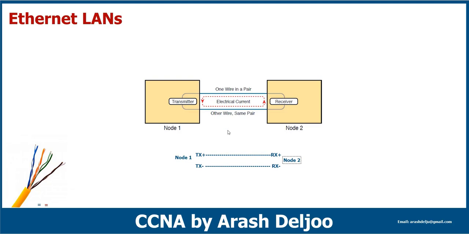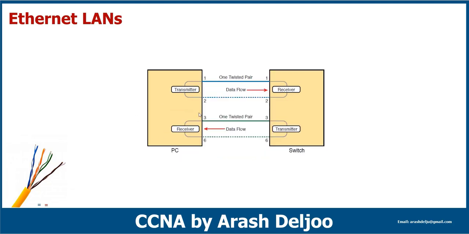Because of that, for sending traffic from node 1 to node 2, we need two pins for send in node 1 and two pins in node 2 for receiving the traffic. This is another example when we are connecting a PC to a switch. Look here, the PC is using pins 1 and 2 to transmit traffic, and pins 3 and 6 to receive traffic.